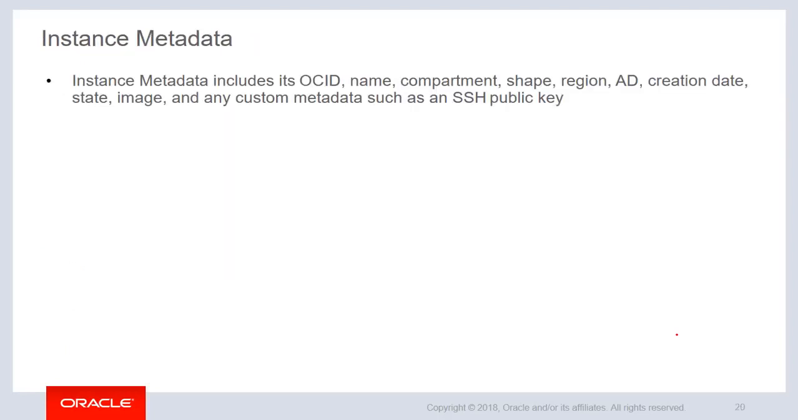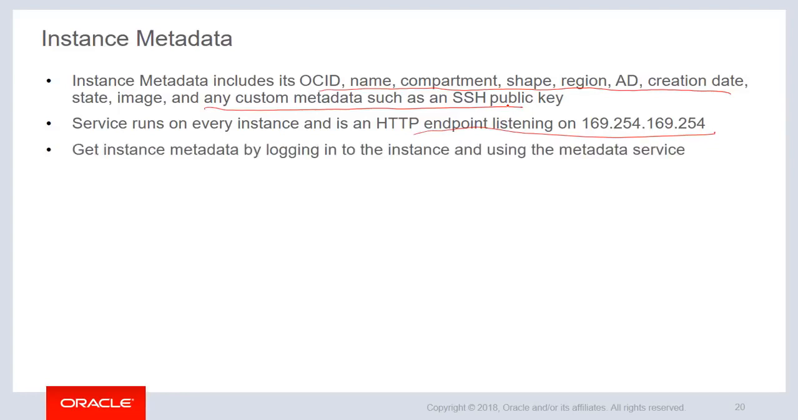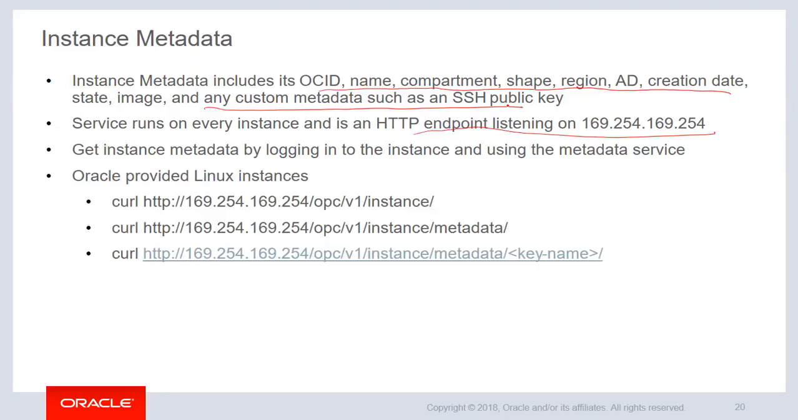There is also the instance metadata service, which runs on every instance and is an HTTP endpoint listening on a particular IP endpoint. It includes the OCID, name, compartment, shape, a lot of characteristics for the instance, which is all available in the instance metadata. You can log into the instance and you can use the metadata service.